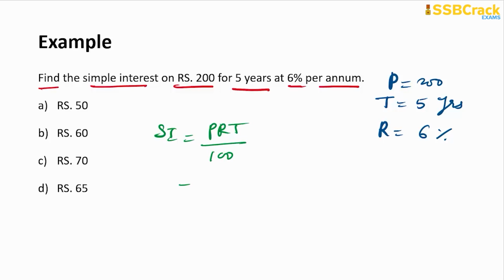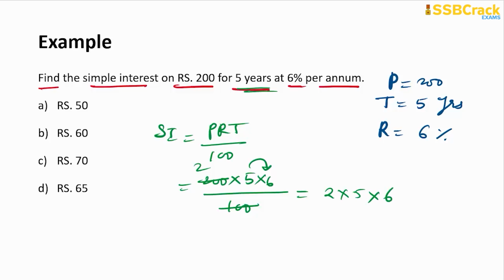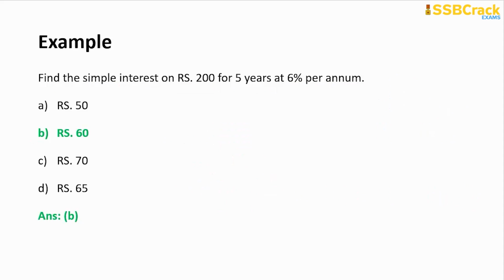So you will calculate the simple interest for the 5 years length of time, that is 200 into 5 into 6 upon 100. No worries, 5 into 6, 6 into 5 are the same. So here we have simply to go with 2 into 5 into 6, that is, you could see, it's 60 rupees, and hence the key has to be option B. Let's check. Here is option B, which is the right key for this particular question. An example based upon simple interest.